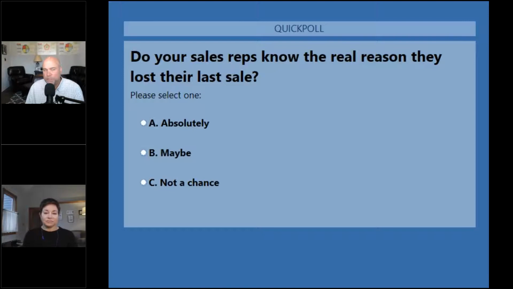Meredith, from your experience, where do you think most of your sales representatives would have fallen on this prior to some of the education that we've done with your team? It would definitely be 50% maybe, and 50% not a chance. Well, let's take a look, Tim, to see if some of Meredith's experiences align with the people that are participating in this webinar today.